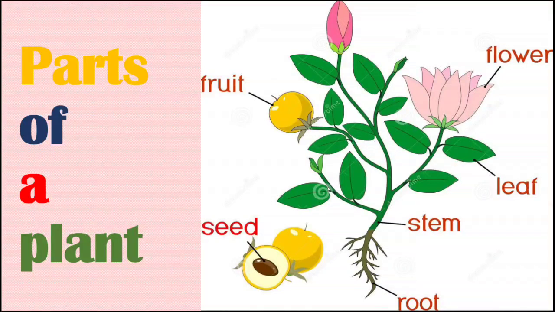Parts of a plant. Now, we will learn about parts of a plant. Look at the picture of a small plant. A plant has many parts. Some parts grow under the ground, that is roots. Some parts grow above the ground, that is stem. And the stem bears fruits, leaves and flowers. Each part of the plant is very important.